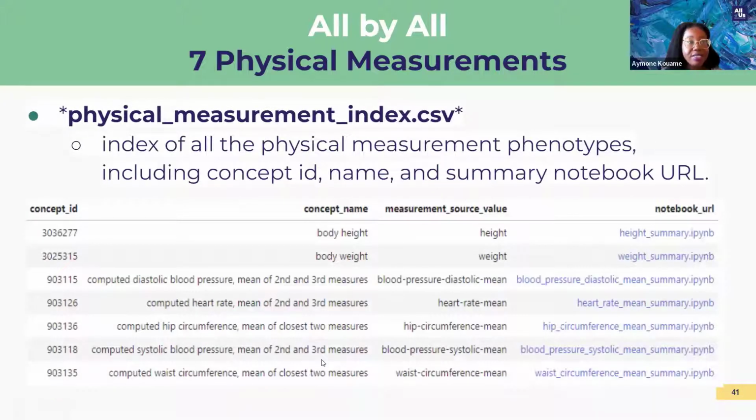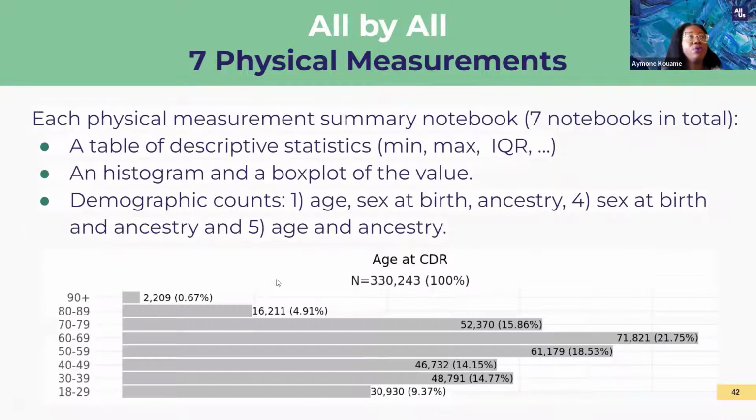Now, there's also an index, and I'm pretty sure there's only 7 of them, and each one links to that particular physical measurement summary notebook. And for the continuous summary notebook, we have a table that has a bunch of descriptive statistics. We have a histogram and a box plot of the value, and then we do have demographic counts per age, sex, ancestry, and then per sex at birth and ancestry, and age and ancestry. So we also have the overall counts and then the more detailed graphical counts.